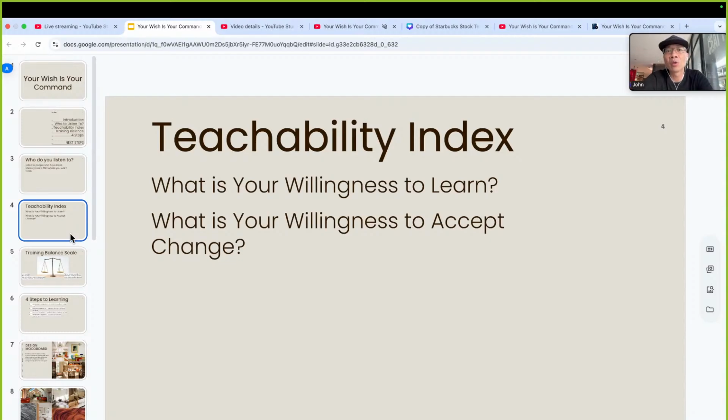Now, if you have a willingness to learn of 10, you're looking through the online courses, you're reading the books, listening to the audio programs, but your willingness to accept change is 0, you've got to multiply these numbers together. So you're 10 out of 10 with your willingness to learn, but you're 0 out of 10 with your willingness to accept change. Well, that still gives you a 0. Your teachability index is a 0. So I want you guys to really see that your life is not changing because of these lessons, right?